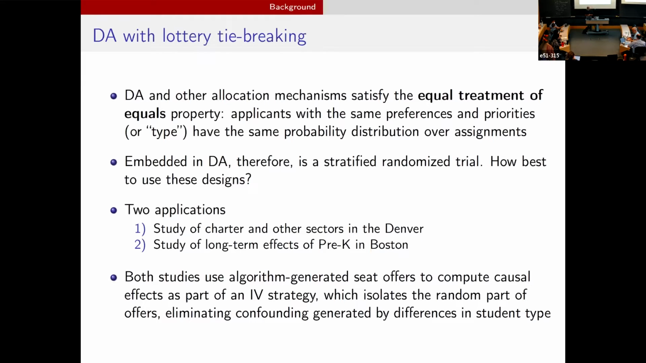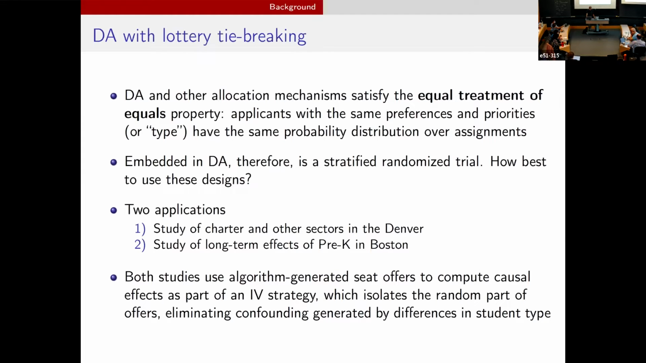The charter schools are somewhat autonomous, publicly funded schools where the teachers tend not to be part of the collective bargaining agreement. They all get assigned under a common process, what they call unified enrollment. So we have some data from that Denver choice process. The other application I hope I'll get to is a study of the long-term effects of preschool in Boston.